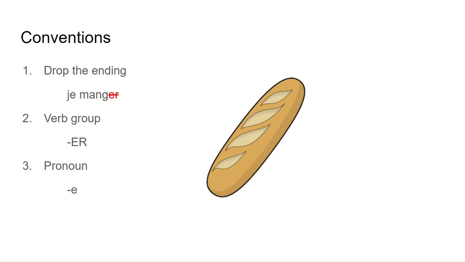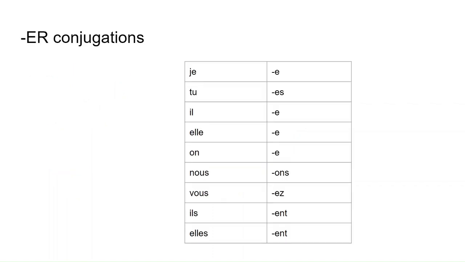As you can see in this example, to say je mange, meaning I eat, you would drop the ER ending, which is ER, and since it's a verb in the first group using the pronoun je, you would say the ending is E. So let's talk about ER conjugations.